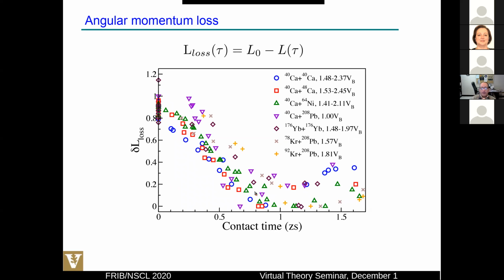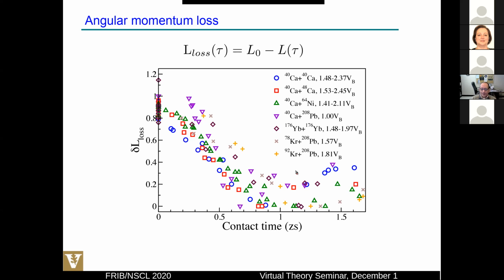And finally we look at the angular momentum loss. Now we define this as the initial orbital angular momentum minus the orbital angular momentum at the time they're coming apart. Tau is the contact time, and we see again a lot of systems, a lot of energies, and we see a sort of curve again flattening out in this region.